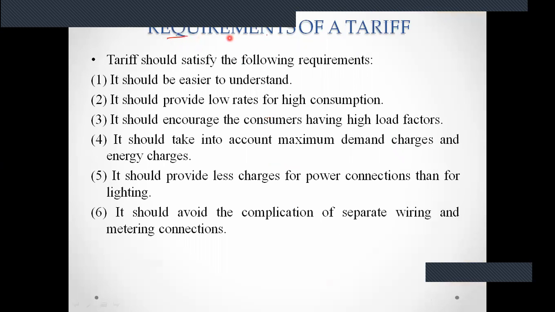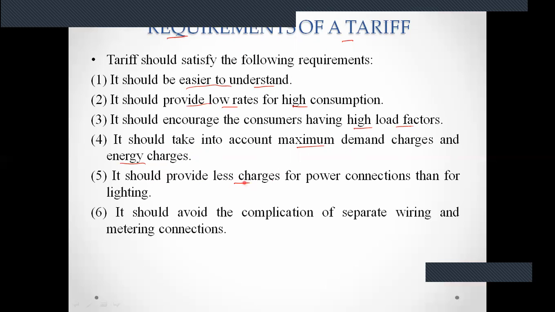So what are the requirements of the tariff? It should be easier to understand; the procedure to understand the tariff should not be difficult. Then low rates should be provided for high consumption. It should encourage consumers having high load factors, like industry, to whom some concession can be given. It should take into account maximum demand charges and energy charges, so we have to consider both.